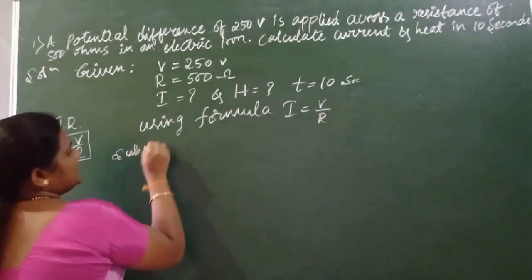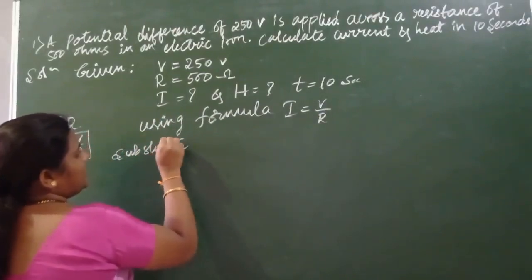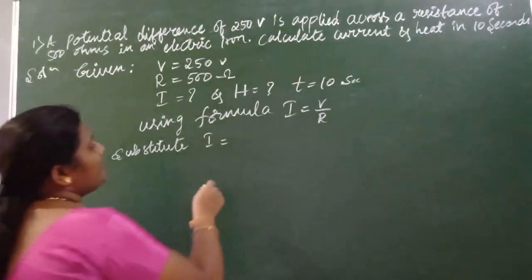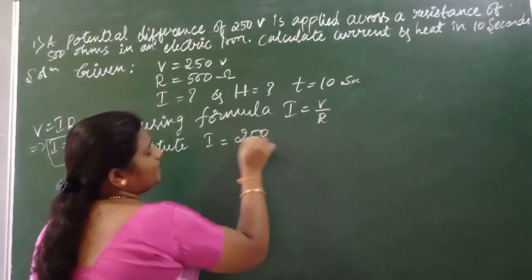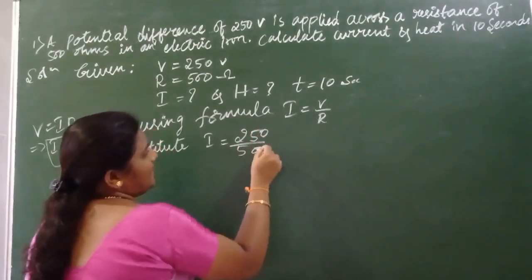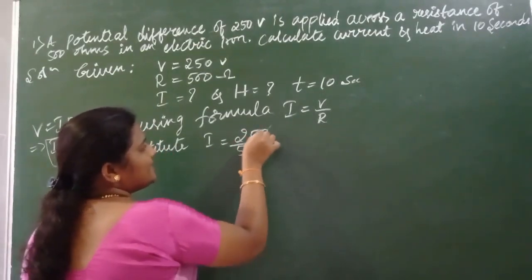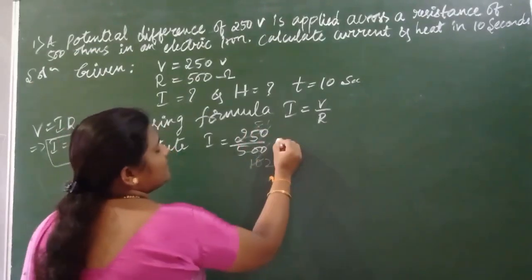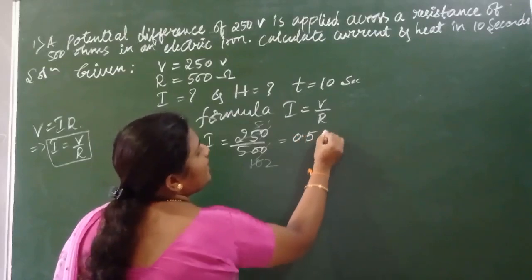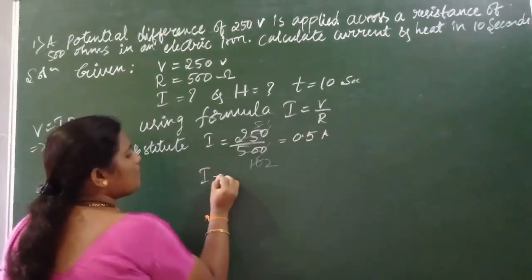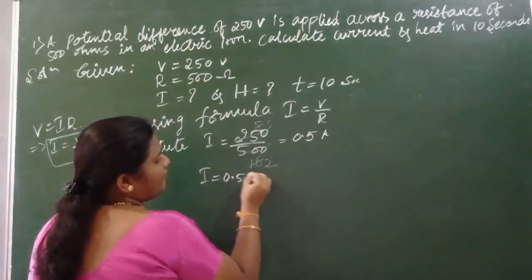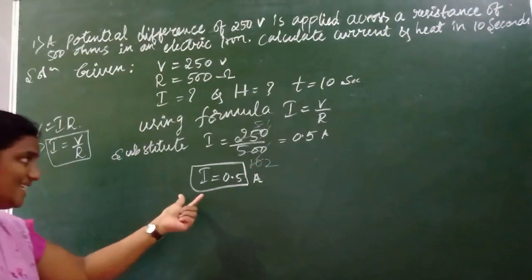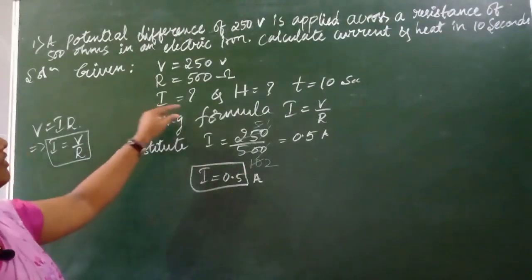Now substitute the values, children. What is I? We need to calculate, so keep as it is. V value is how much? 250. R value is 500. So this 0 gets cancelled. 5 and 10, 5 1 5 2, which is nothing but 0.5 amperes. So what is the value of current, children? 0.5 amperes. Got it? Now, using this value of current, we need to calculate what?